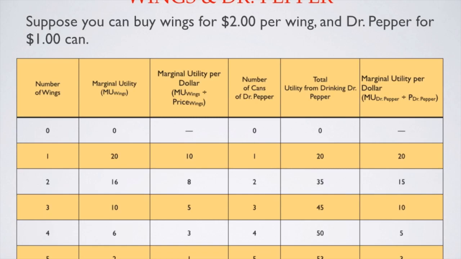Suppose that you can buy wings for $2 and Dr Pepper for $1 a can. Given this amount, how much of each good should you purchase?